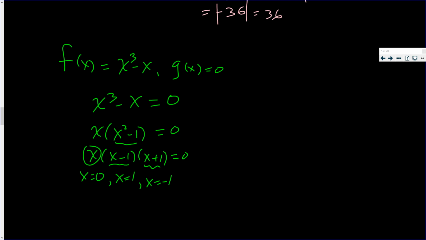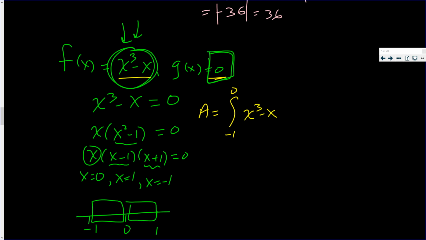We all make mistakes. So I'm going to say that the area we're looking for is the integral from negative 1 to 0. Now this minus that, that's simple. It's x cubed minus x dx plus the integral from 0 to 1. Let me just finish, x cubed minus x dx.